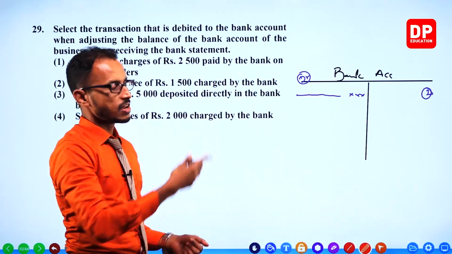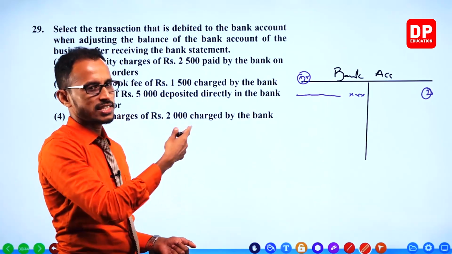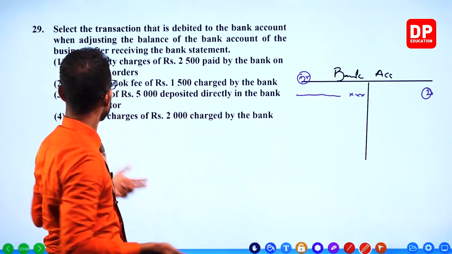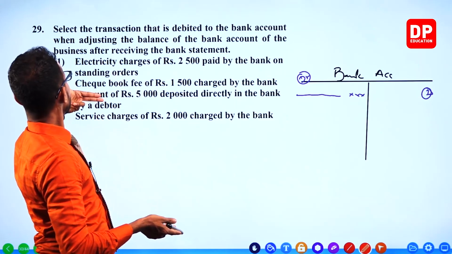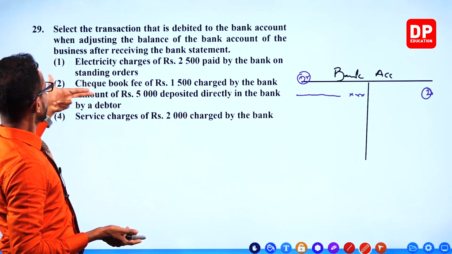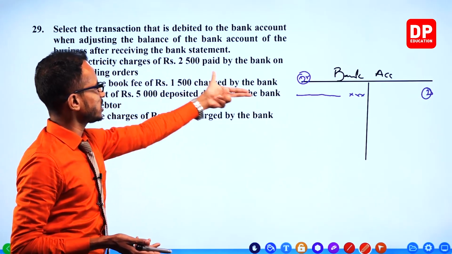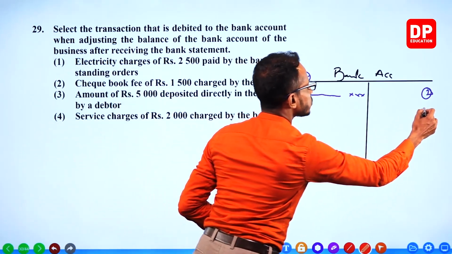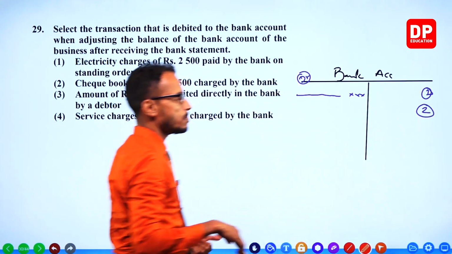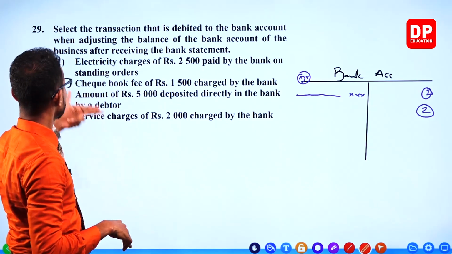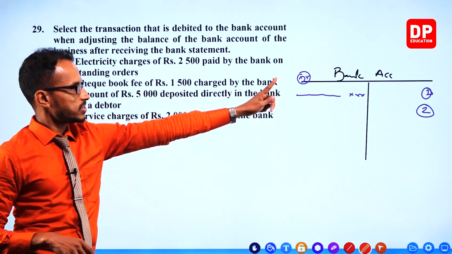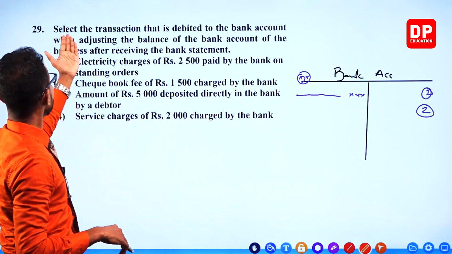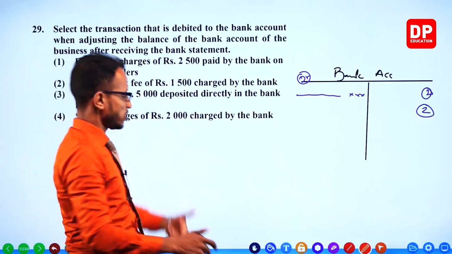When we adjust our bank account, this electricity charge goes to the credit side. Next, can you see this? Checkbook fee of 1,500 charged by the bank. That is also a charge, a bank charges transaction, and it also goes to the credit side. They are asking for the transaction that is debited.